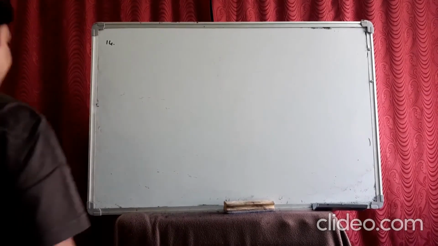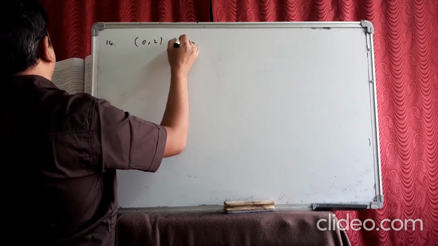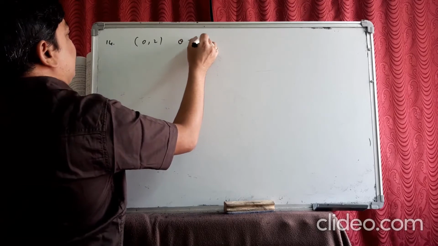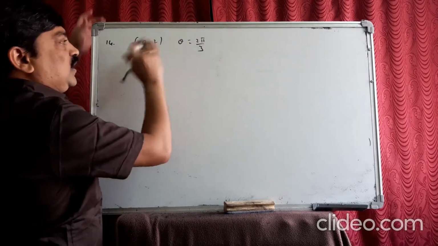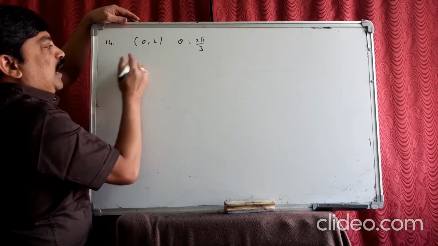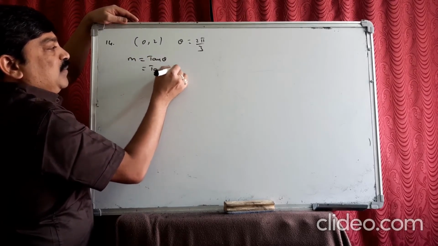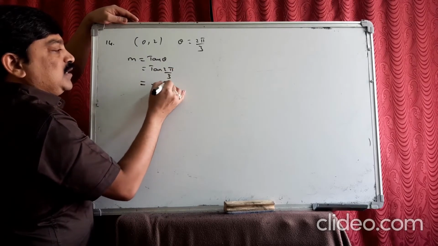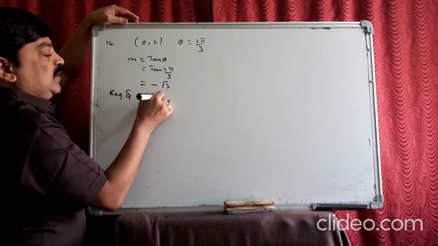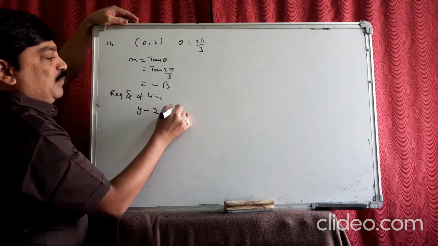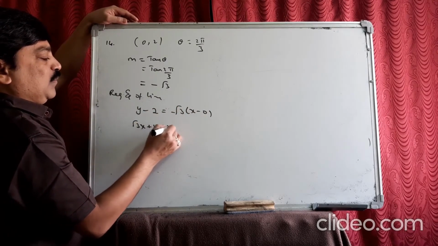See the 14th question. Find the equation of the line passing through (0, 2), making an angle theta equal to 2 pi by 3 with the positive direction of the x-axis. Let us find this equation. First of all, the slope of the line m is tan theta. Tan 2 pi by 3 means tan 120 degrees, which is negative, minus root 3. Now the required equation of the line is y minus y1 equals m into x minus x1. So you can write it as root 3 x plus y minus 2 equals 0.